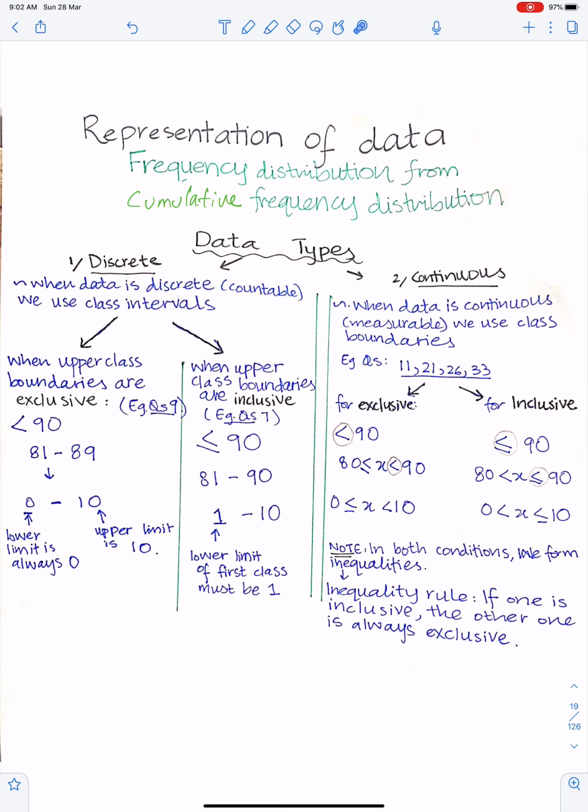Now let's practice these questions to understand these concepts well. Number one, question number 7. First we will cover this one, discrete data.